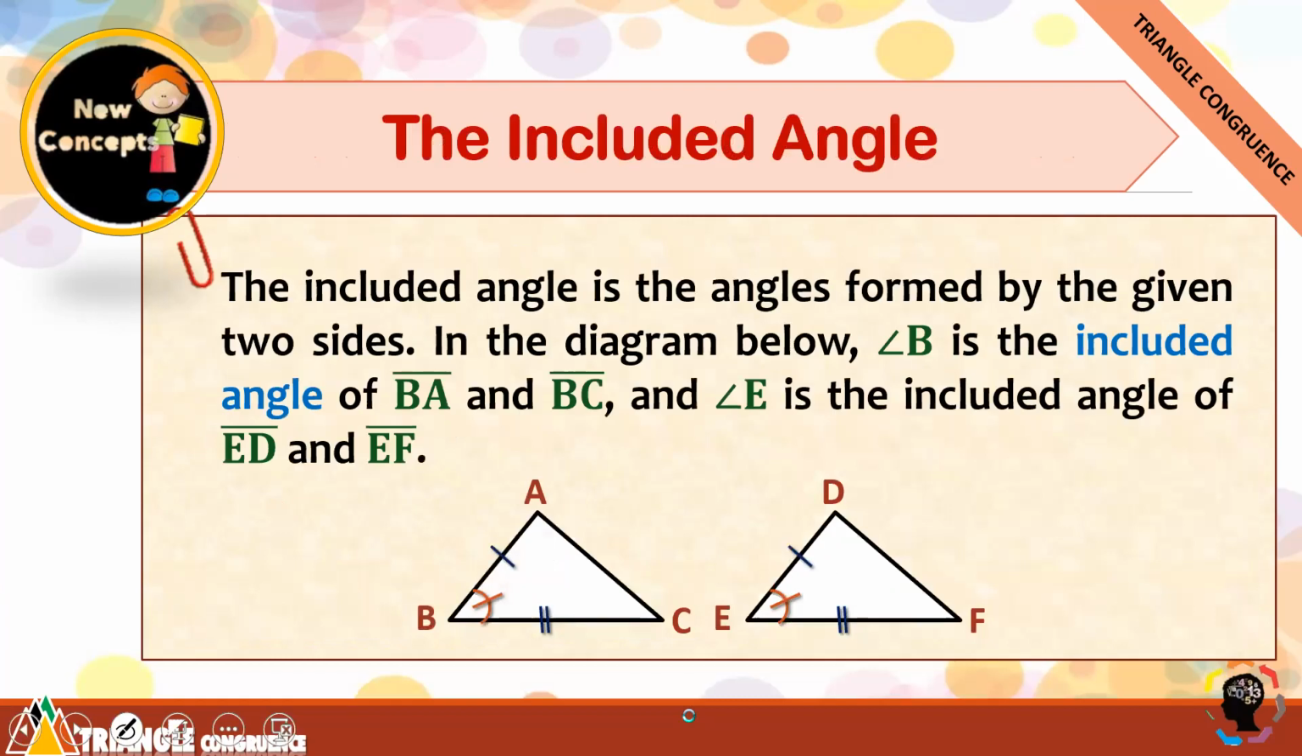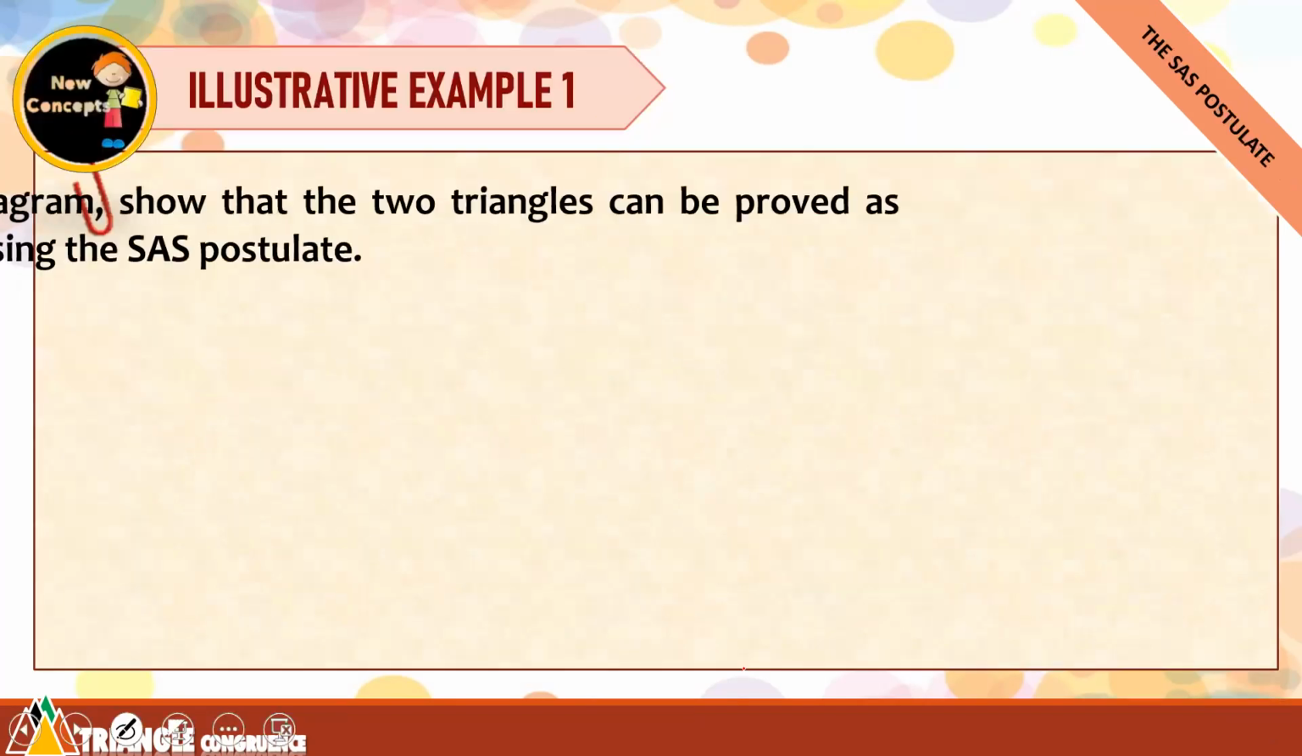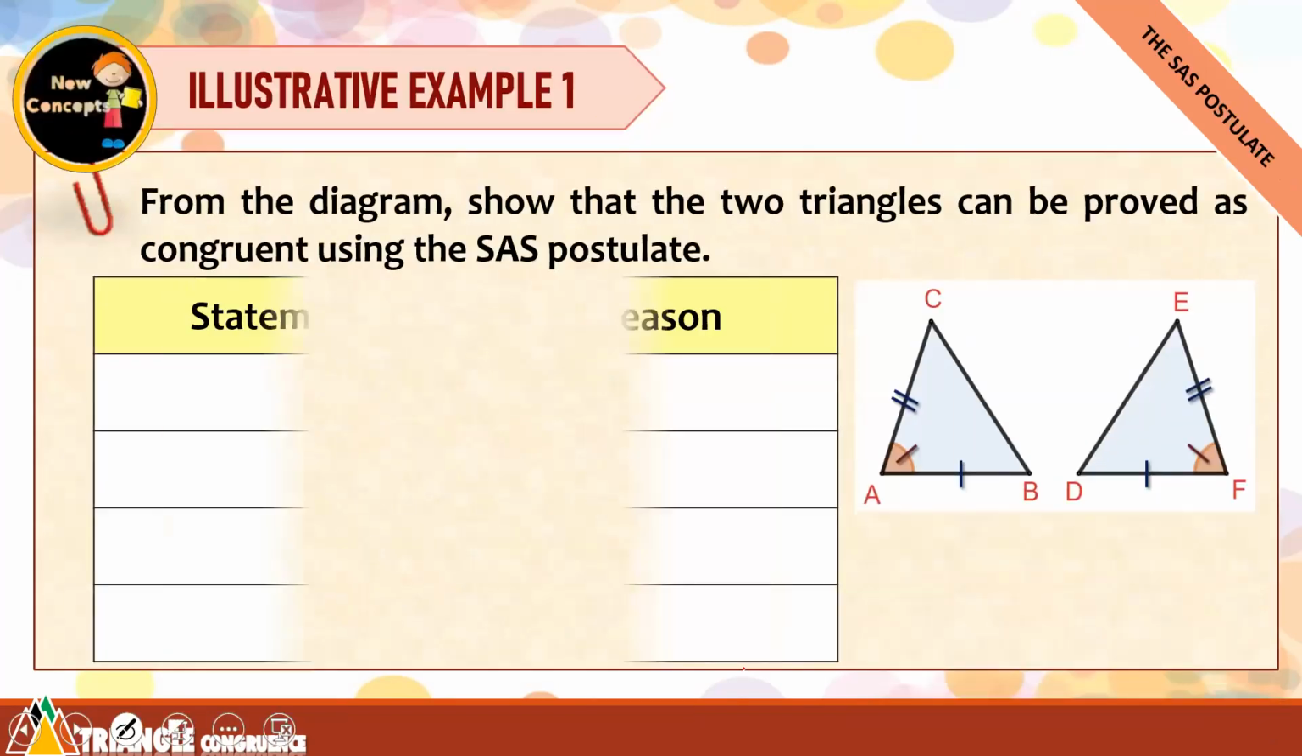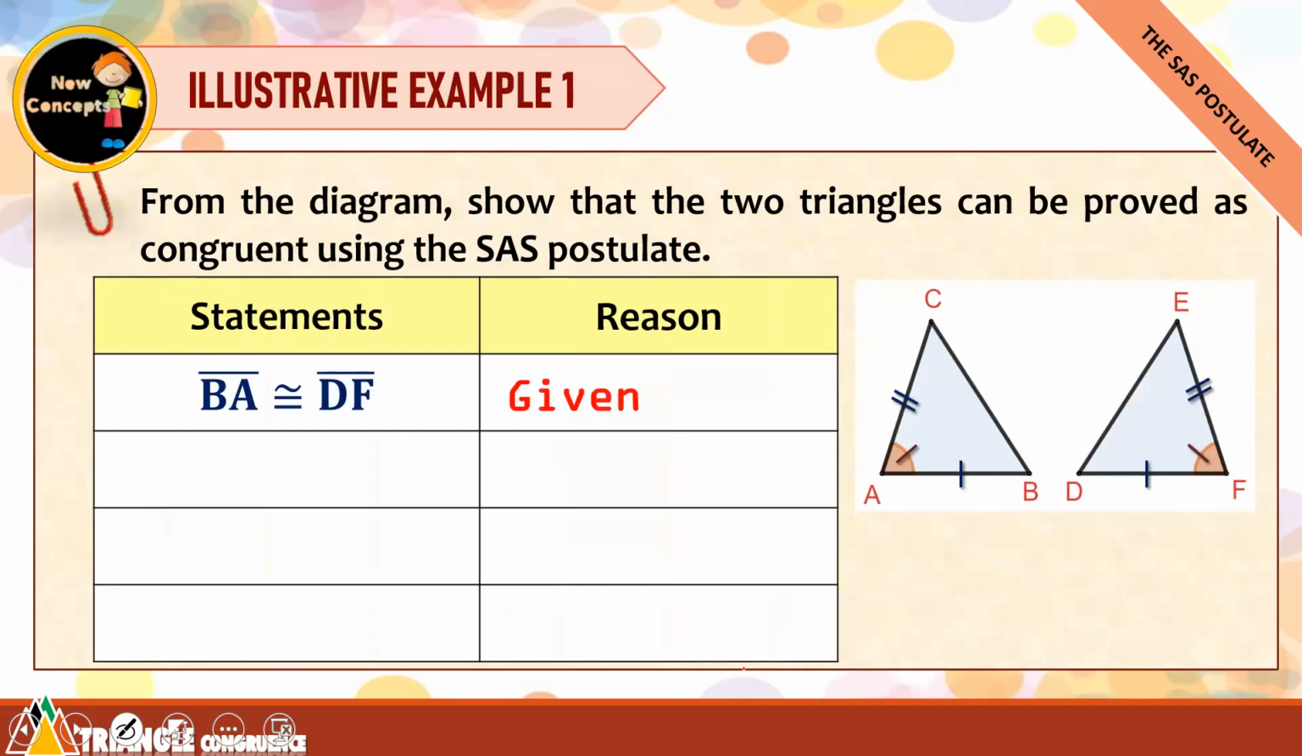Let's proceed to some examples. The included angle is the angle between two sides. In the diagram below, angle B is the included angle of sides BA and BC, right? And angle A is the included angle of the sides in the other triangle. So in this case, let's try to prove BA is congruent to BF, and angle A is congruent to angle F.